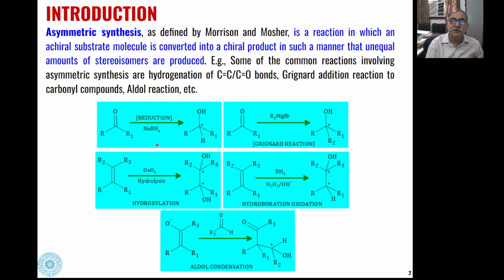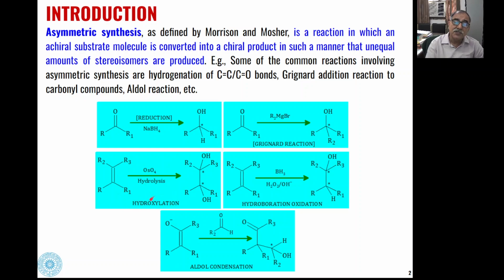And a common example of these types of reactions is, say, reduction reactions. In case of carbonyl compounds, they can lead to the formation of chiral compounds, and sodium borohydride reduction is the most common example. Similarly, the Grignard reaction can also be used for asymmetric synthesis when carbonyl compounds are reacted under Grignard conditions. We know that alcohols are formed, and these alcohols can also be produced with unequal amounts of stereoisomers, so optically active products can be formed.